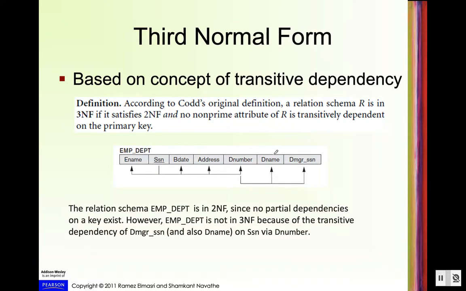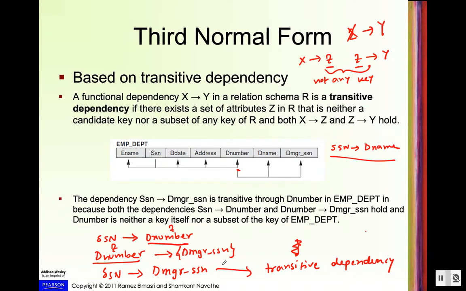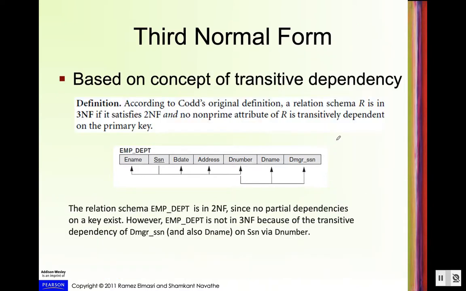In this example, dmanager SSN is not a prime attribute, it is a non-prime attribute, but it is transitively dependent on SSN. And in this table, dname is also a non-prime attribute, and it is transitively dependent on SSN. So I can say that this employee department table is not in third normal form.